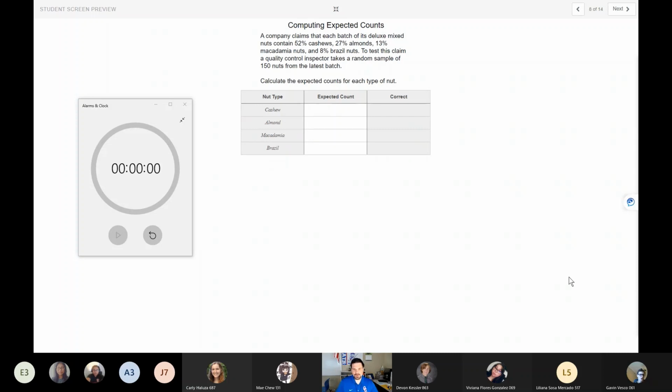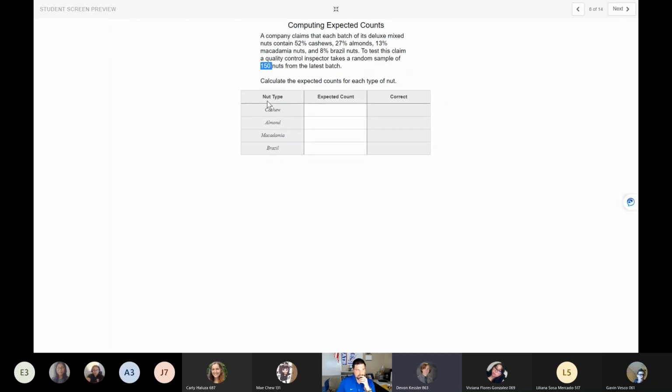It looks like we got a few people who have sorted this one out, a couple people who are still working through it. More people have it correct. Someone who has all of these verified correct, can you tell me how you calculated the expected count? For each of them, I multiplied the total amount of nuts times the probability. So for cashews, I did 150 times 0.52.